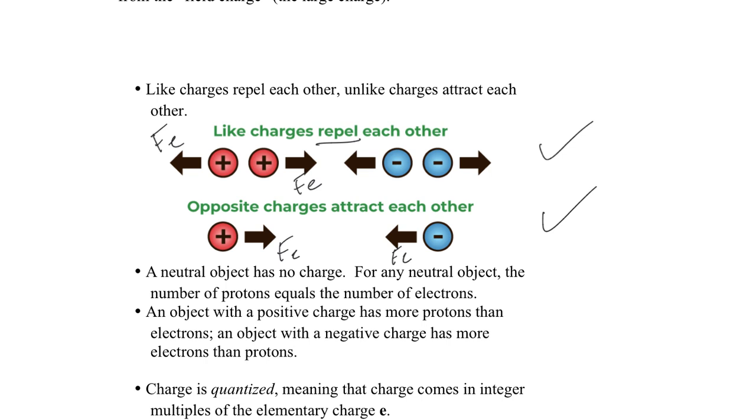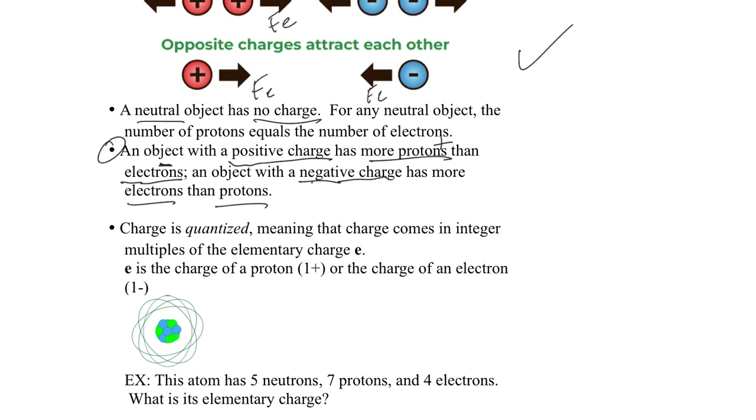Okay, a neutral object has no charge. That's what neutral means. Okay, by definition, you should learn this in chemistry. Anything with a positive charge has more protons than electrons. Protons are positive in the nucleus. Electrons are negative, orbiting the nucleus, way far away, relatively speaking. Okay, so if you're a positive charge, you have more protons than electrons. If you have a negative charge, you have more electrons than protons. Okay, more on that coming up.